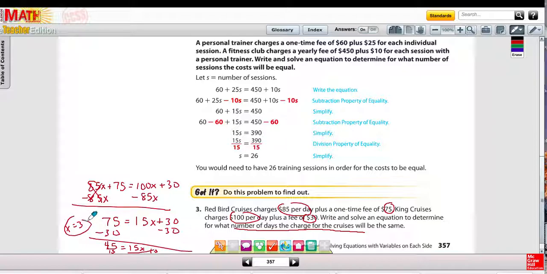What does that mean? It means that for the number of days, 3 days, the charges for the cruise will be the same. After 3 days, it's going to be more expensive for one of them.